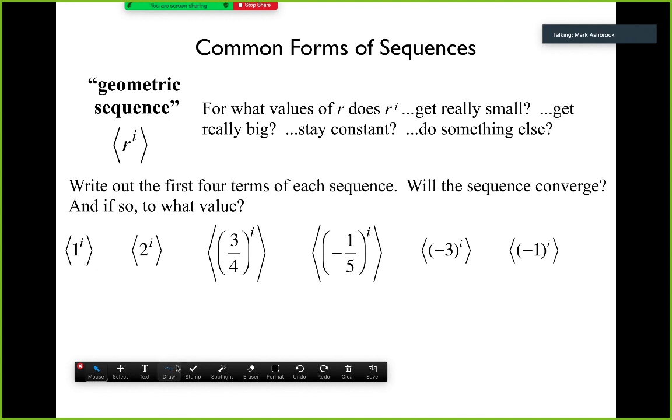So what about 1 to the I? What sequence is that? 1 to any power is 1, right? So that's just going to be the sequence of 1s. Does it converge? Does that sequence converge?